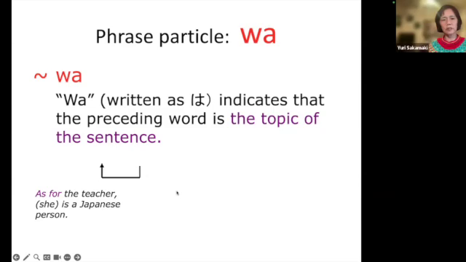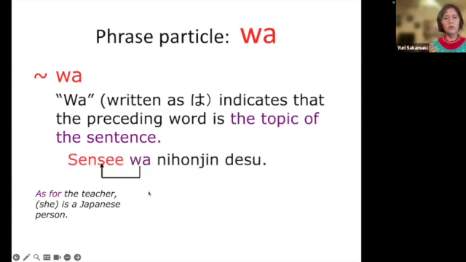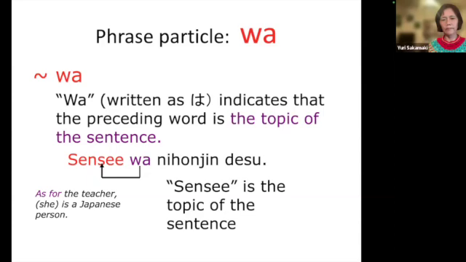But wa indicates that the word that comes before wa is the topic of the sentence. So, for example, 先生は日本人です。I want to talk about the teacher and then something about the teacher. So, as for the teacher, he or she is a Japanese person. 先生は日本人です。So, I want to talk about this teacher, not about someone else. And that person is a Japanese person. So, 先生 is a topic, not always a subject.